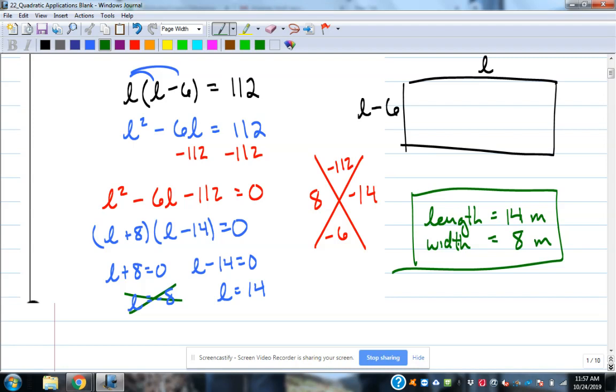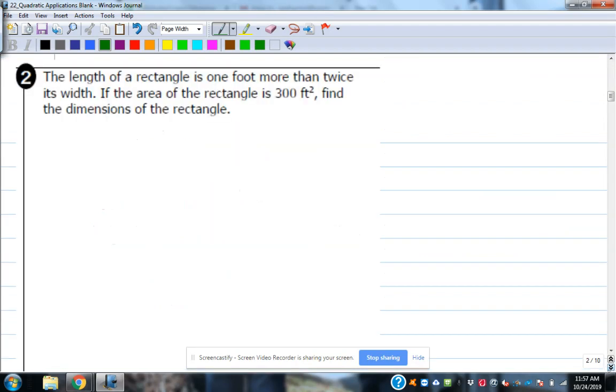All right, any other questions about that one? Let's try another one like that. Let's look at number 2 and see if you guys can help me set that up. So we've got: the length of a rectangle is 1 foot more than twice its width, and the area of the rectangle is 300 square feet. Find the dimensions. So what would be our setup for this one? All right, so the length would be 2w plus 1, okay? 1 more than twice the width.